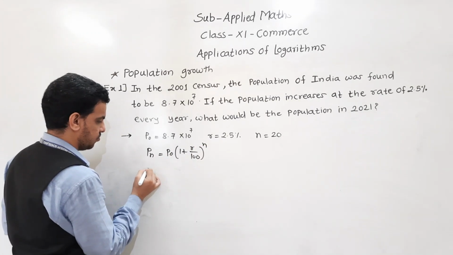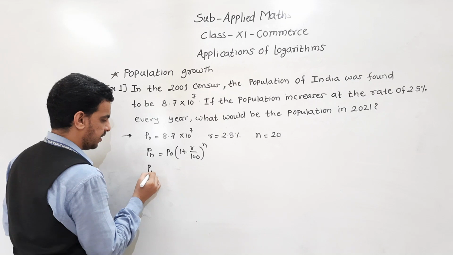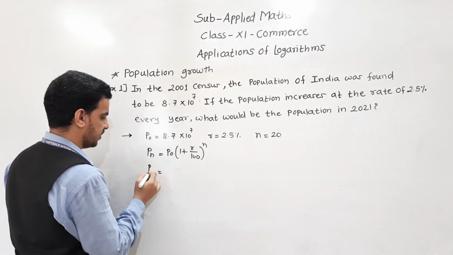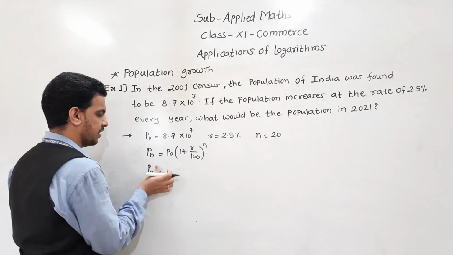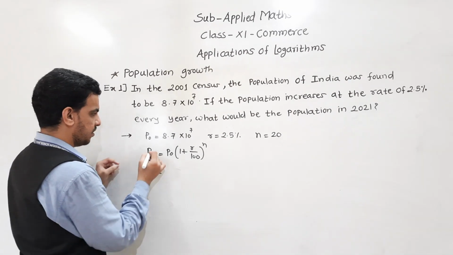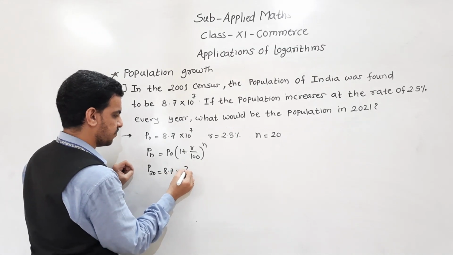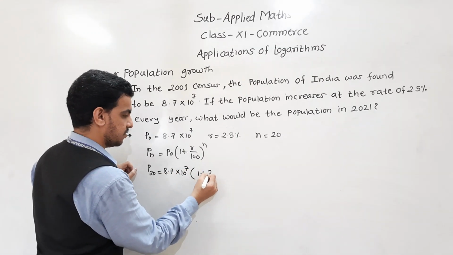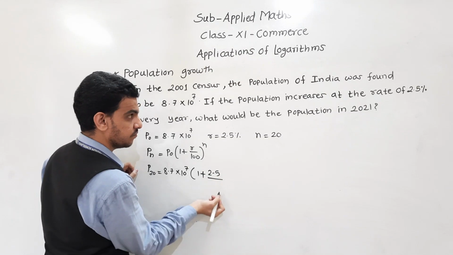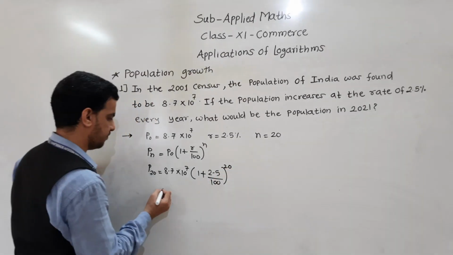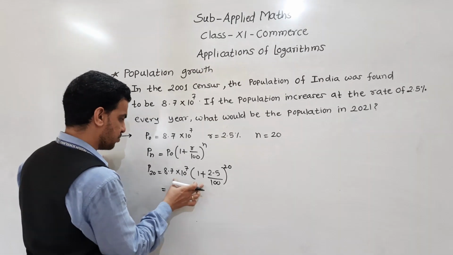So here N is equal to 20, so we can write P20 or only write P. P20 is equal to 8.7 into 10 raised to 7 into (1 plus 2.5 upon 100) raised to 20. Now we have to simplify this.